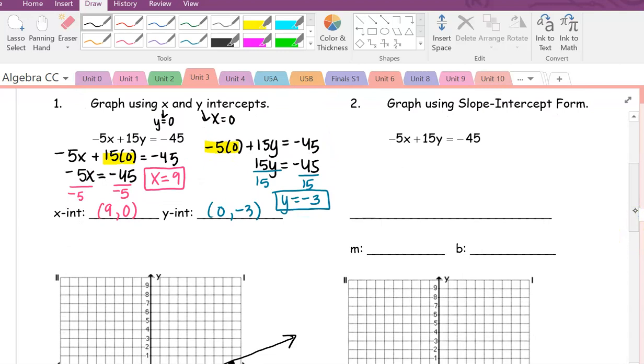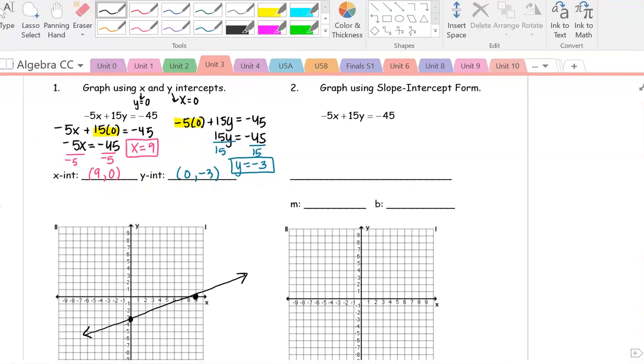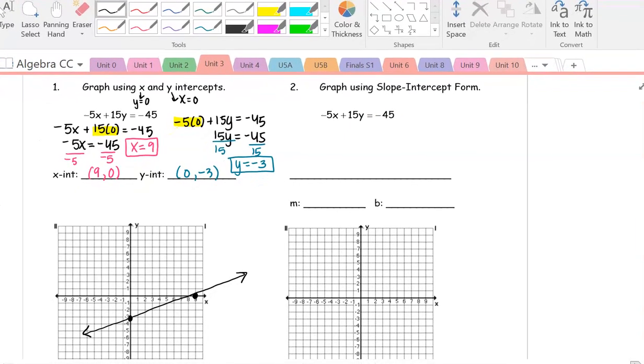All right, so now we're going to do number 2. We're going to graph using slope-intercept form. So here's the thing. I want you to notice this is the exact same equation as the one we just did. So our graph should look pretty similar. However, one thing that's going to be different is we're going to have a lot more dots because we're not just finding the x and y-intercept this time. When we graph using slope-intercept form, this means we need to solve for y. Okay, so what we will do is, first step, we're going to add our 5x over.